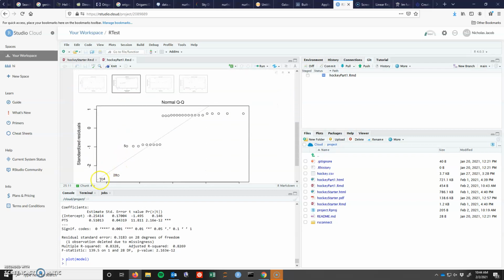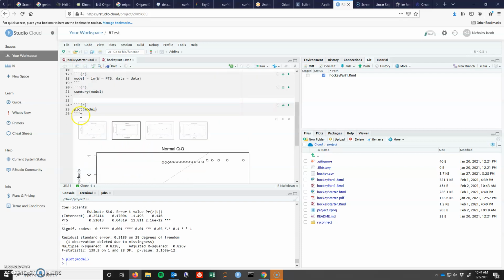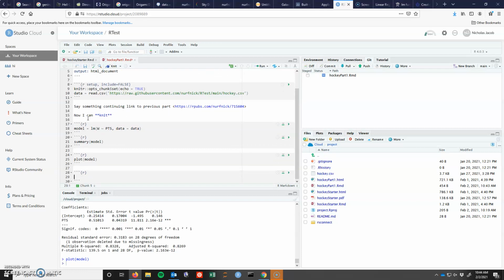This one we should get used to looking at, though. It's going to tell us normality of the residuals, and the residuals don't quite look normal. So that might be an issue. The plot here is supposed to help you assess the validity of doing the linear model. Let's see, what else can we do?